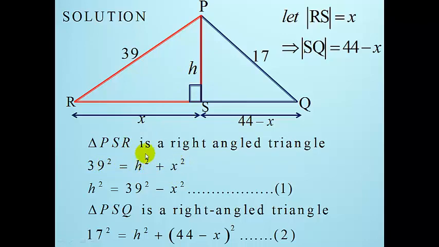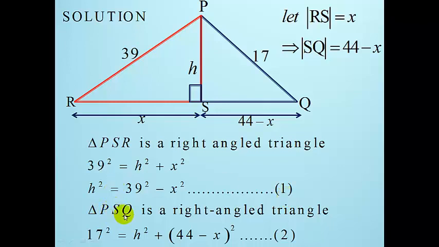Making h squared the subject, plus x squared on the right hand side becomes minus x squared on the left hand side, which can be written as h squared is equal to 39 squared minus x squared. So let this be our equation 1.